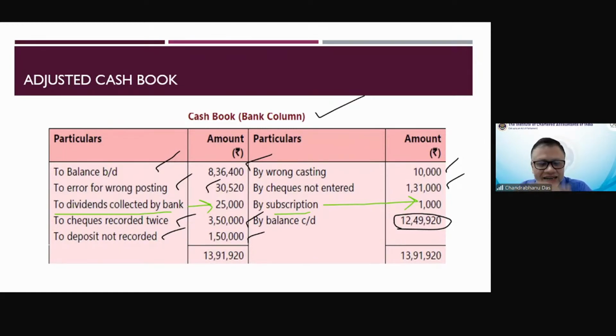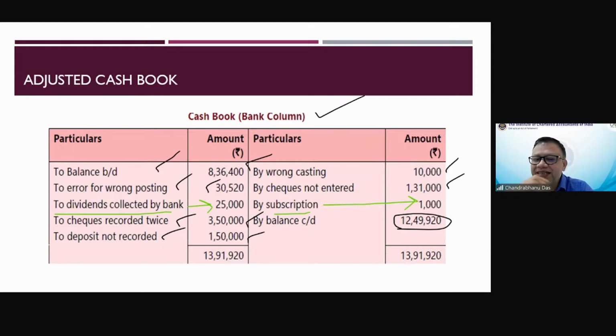Okay. So, that is another. Yes, sir. I get it. So now what happens? All this debit side you got 13,91,920. Now come to the credit side. Why did you do the wrong casting of 10,000? Sir, because it was an undercasting, sir. So we should undercast. Correct? Okay.